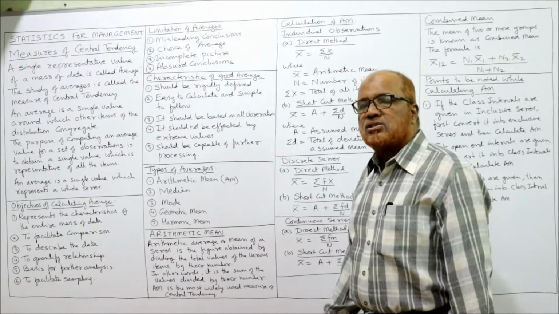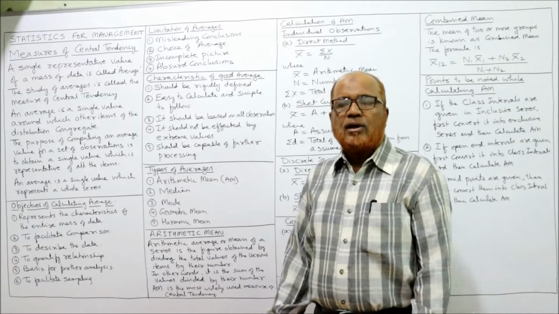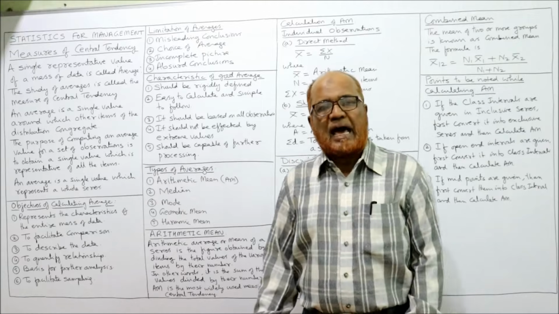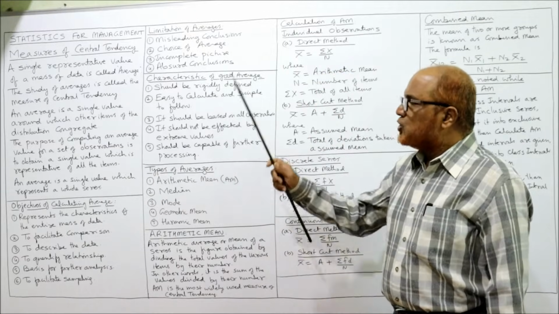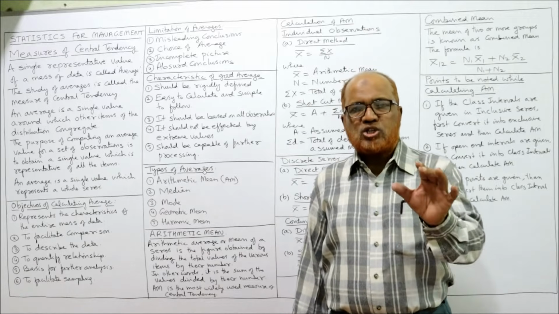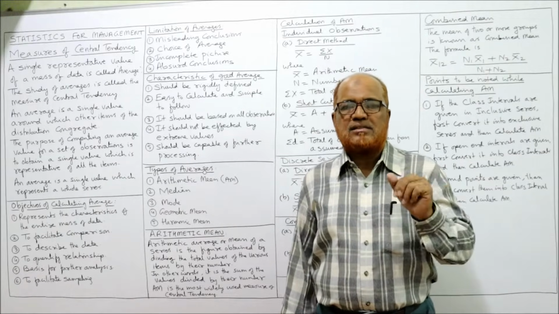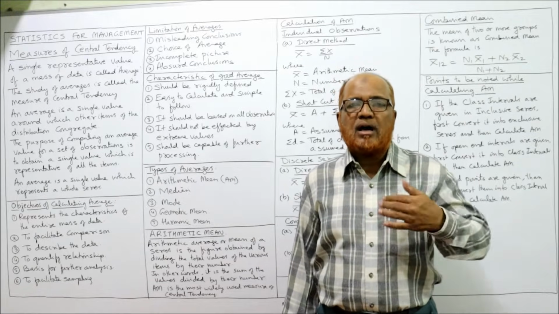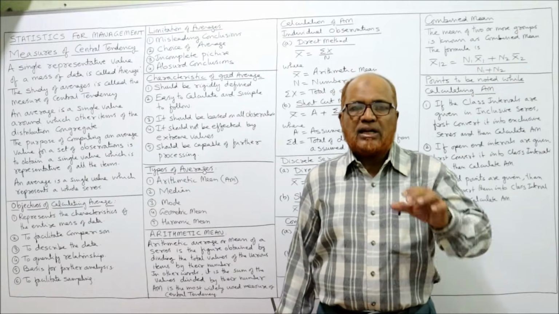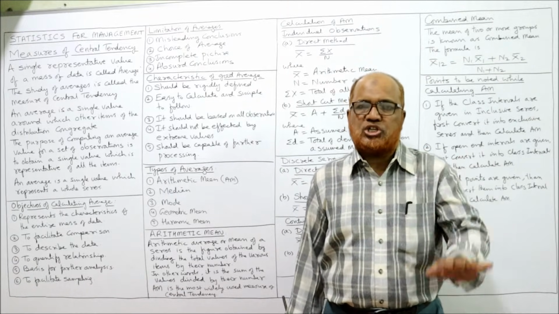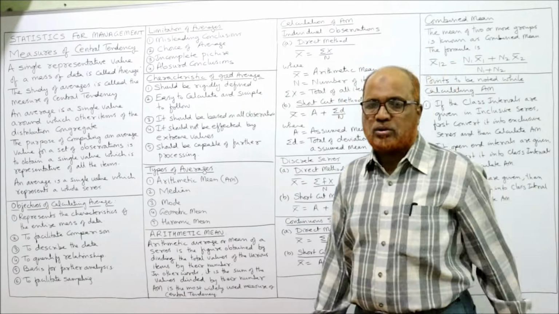Now, characteristics of a good average. If you want to calculate a good average, what should the characteristics of that average be? First one, it should be rigidly defined. The definition of average should be precise, should not be ambiguous, should not be confusing. So the definition, the meaning of that average should be clear, rigid. No two meanings should come out.